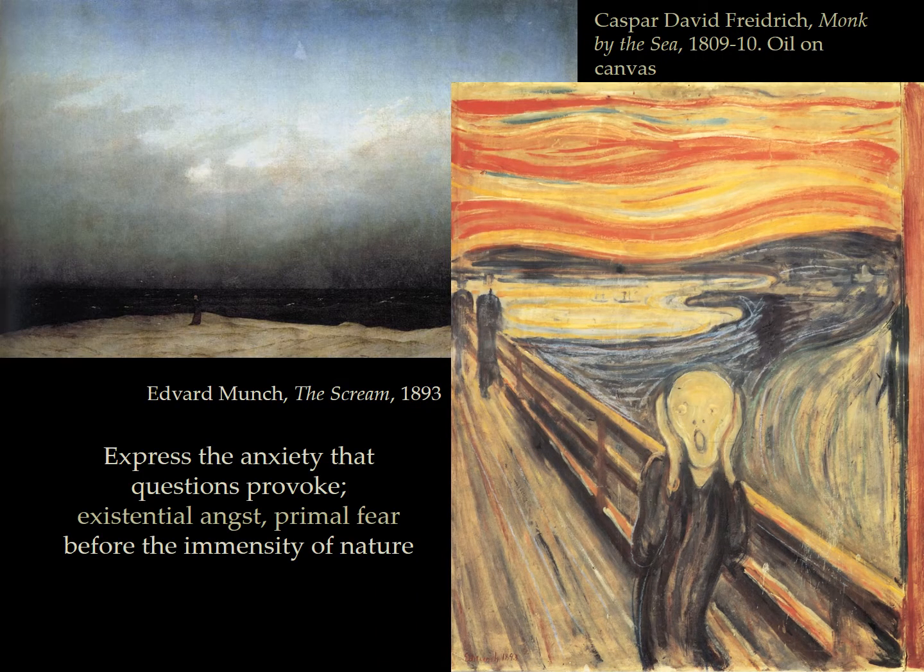Now this expresses the same type of feeling, the sublime feeling of Friedrich's Monk by the Sea, and that's exactly what Munch is trying to demonstrate: this existential angst and primal fear before the immensity of nature, how large the world is and how insignificant we are. What is our role in it? How do we understand it?